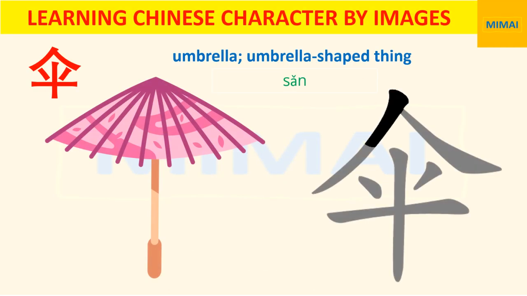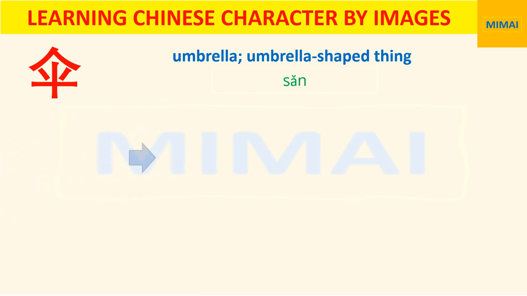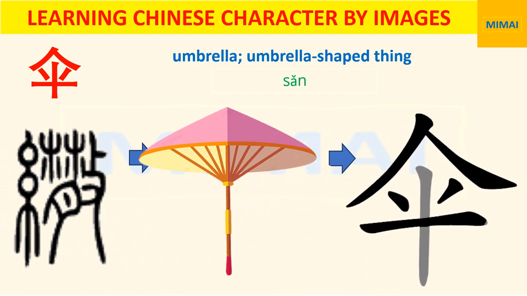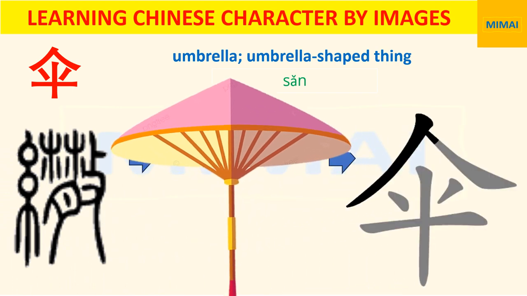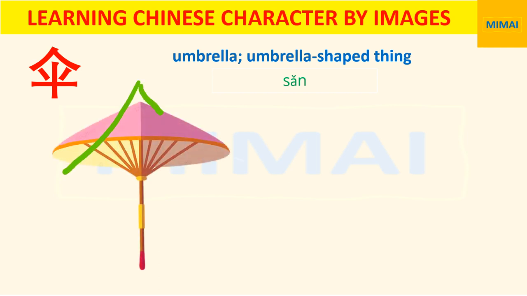Number 4. Umbrella, umbrella-shaped thing. 伞. This character used to look very different. But now it looks like the shape of an umbrella.